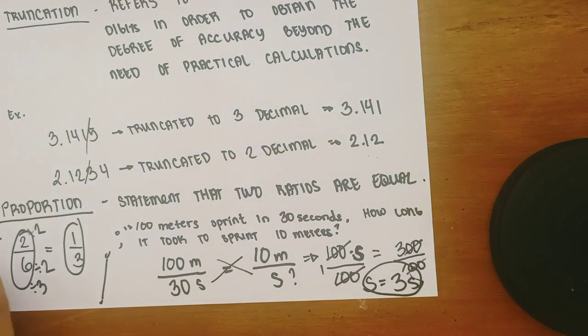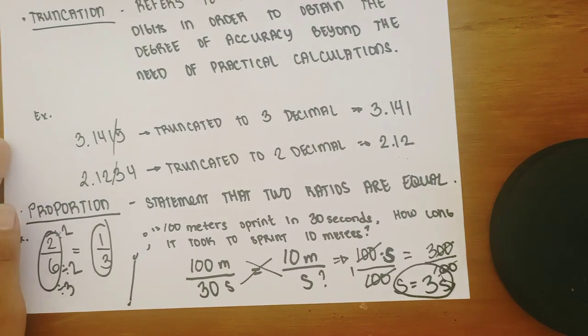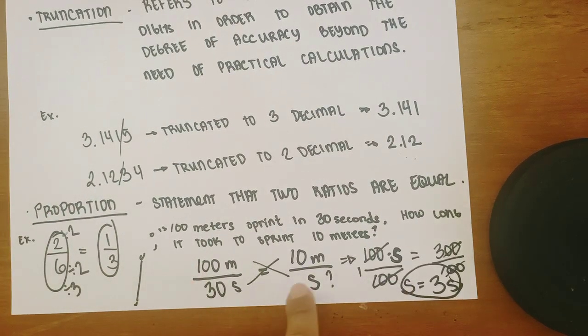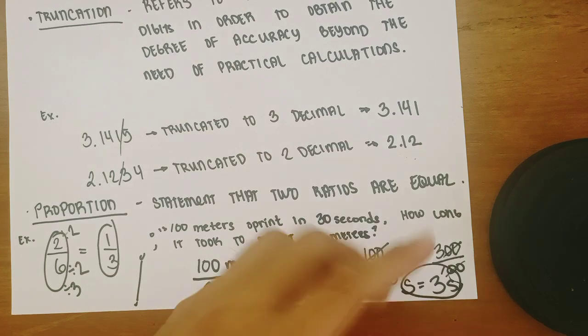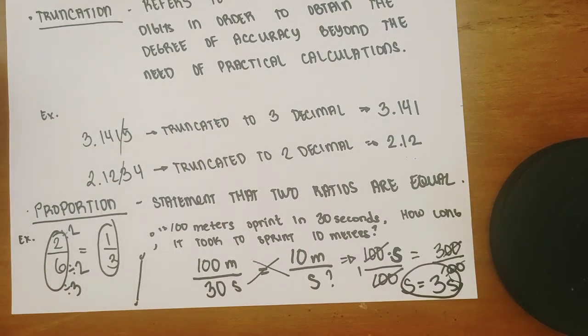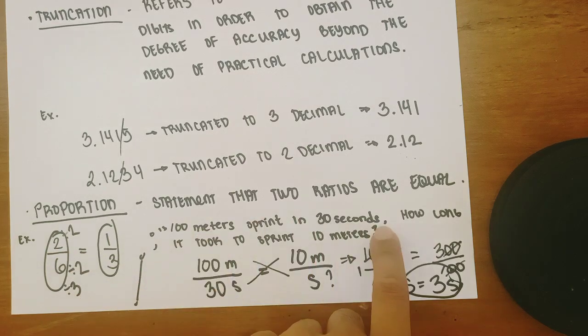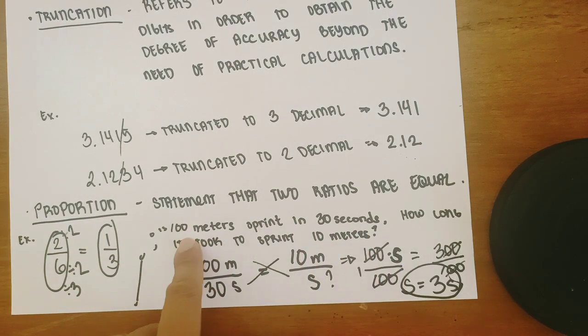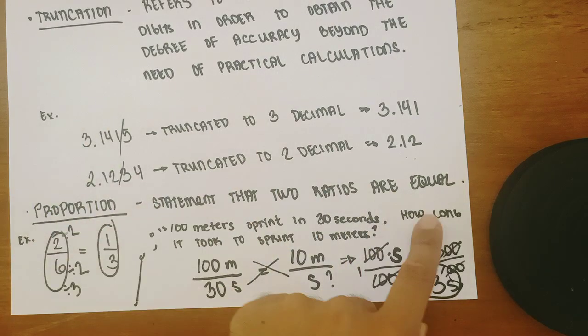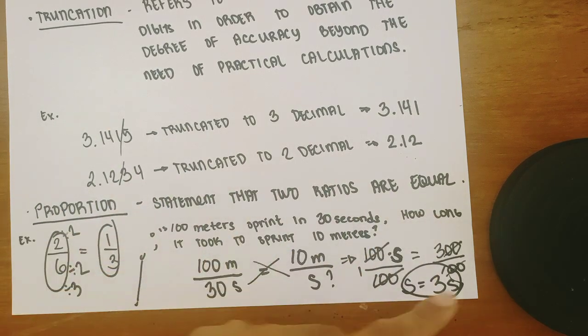That's one of the most basic uses of proportion. And with the addition of cross multiplication and division of both sides, this is where the idea of algebra started. Because in algebra, we find answers where we are given givens, like this, 10 meters, 30 seconds, 100 meters, sorry. And to solve, what we are looking for are the solutions.